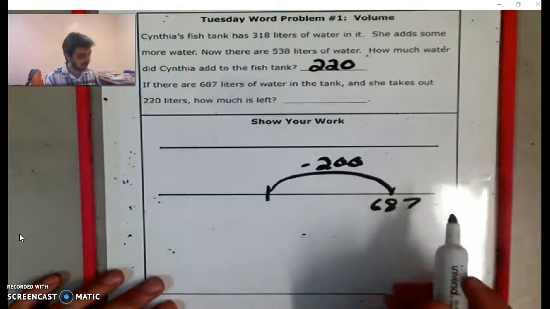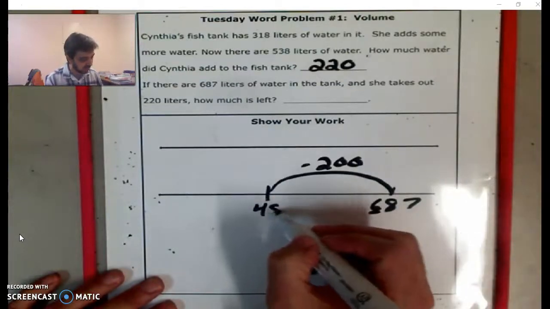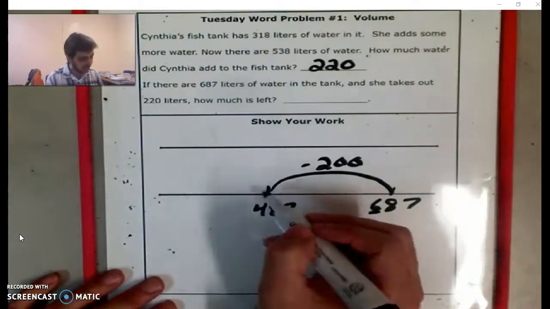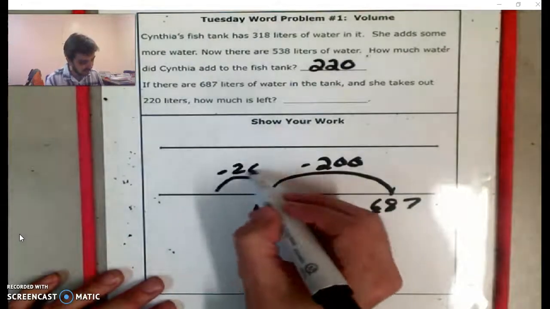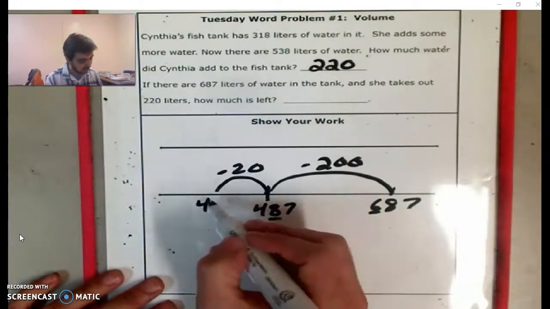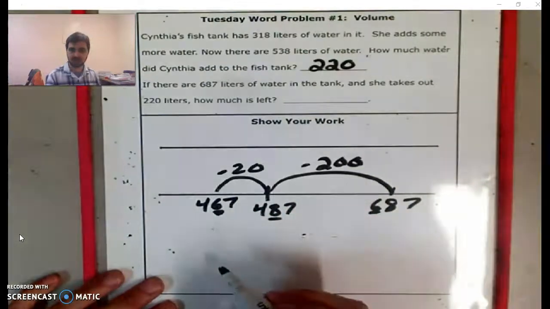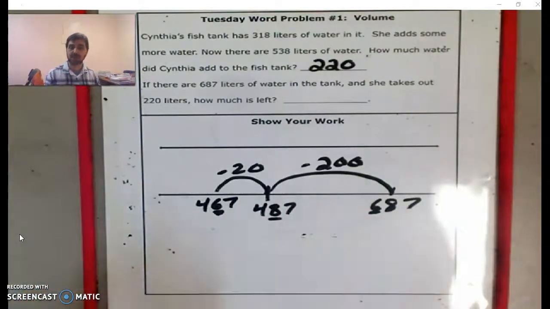687, take away 200. We're just looking at the hundreds place, that gets me to 487. And then if I have to subtract another 20, I'm just looking at the tens place, so that would get me down to 467. Right? Take away 2 tens and I have 6 tens. Okay? So the next one is very similar to this one.